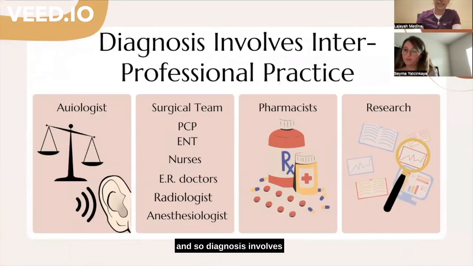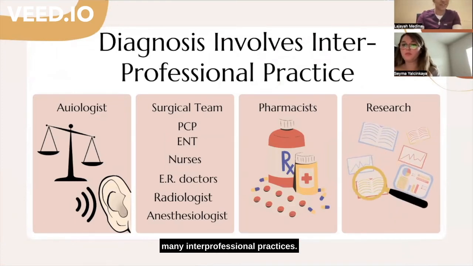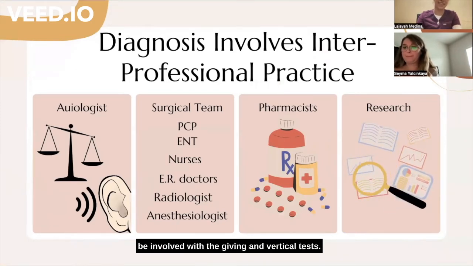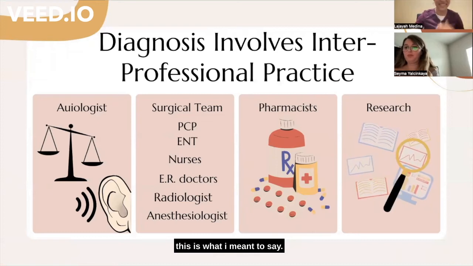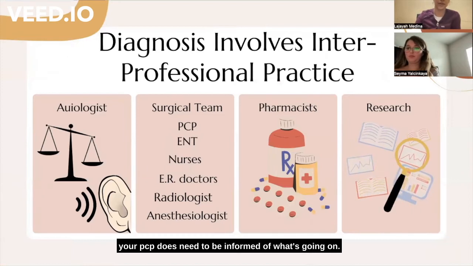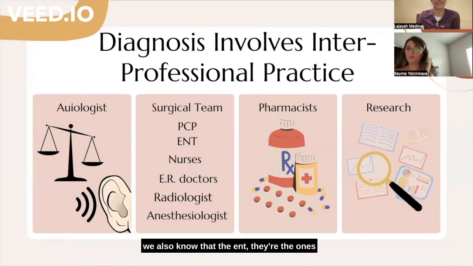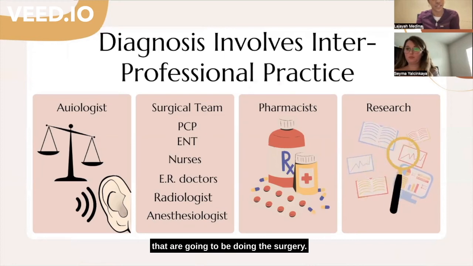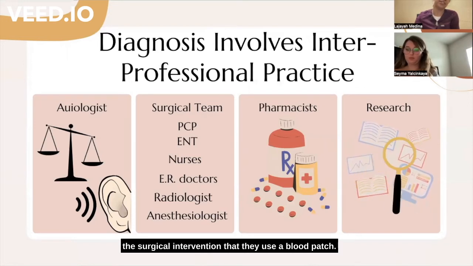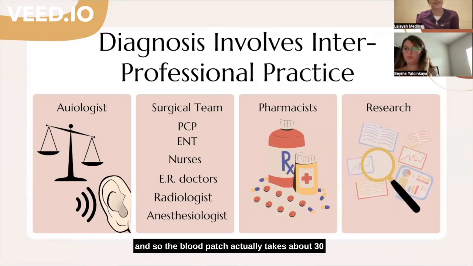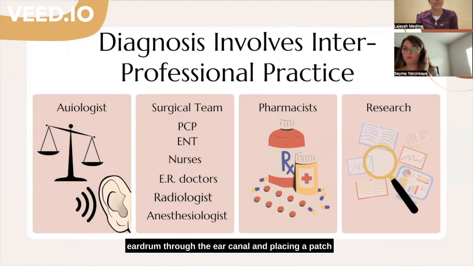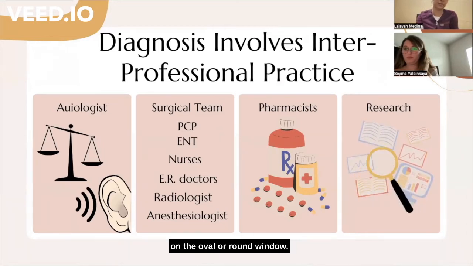And so diagnosis involves many interprofessional practices. So one, we know that audiologists can be involved with the hearing and vertigo test, vestibular testing, that's what I meant to say. There is a surgical team. Your PCP does need to be informed of what's going on. We also know that the ENT, they're the ones that are going to be doing the surgery. And I also forgot to mention that usually with the surgical intervention they use a blood patch. And so the blood patch actually takes about 30 minutes with the surgery that involves lifting up the eardrum through the ear canal and placing a patch on the oval or round window.